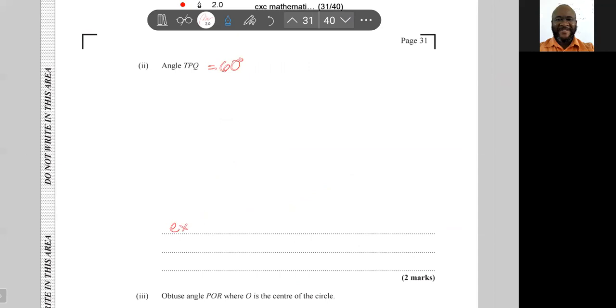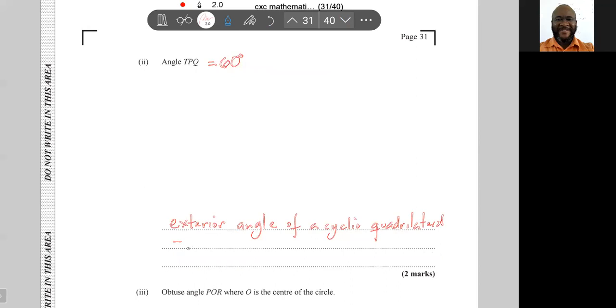The reason: the exterior angle of a cyclic quadrilateral is equal to the opposite interior angle.